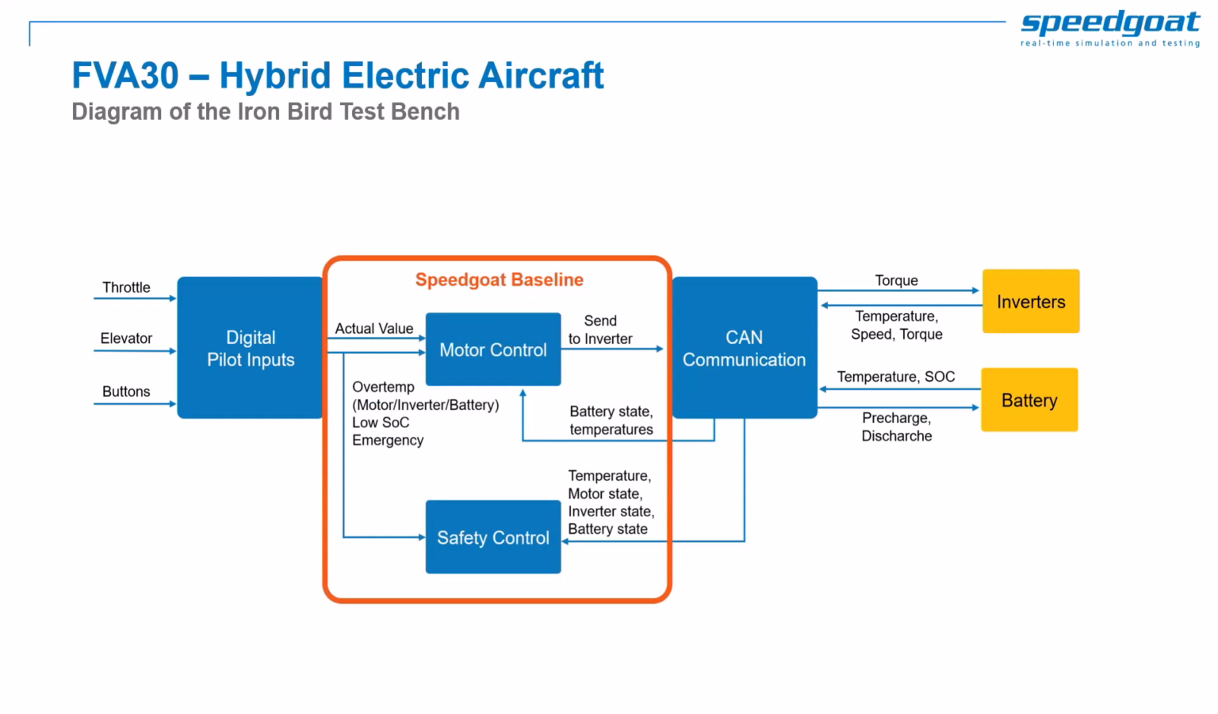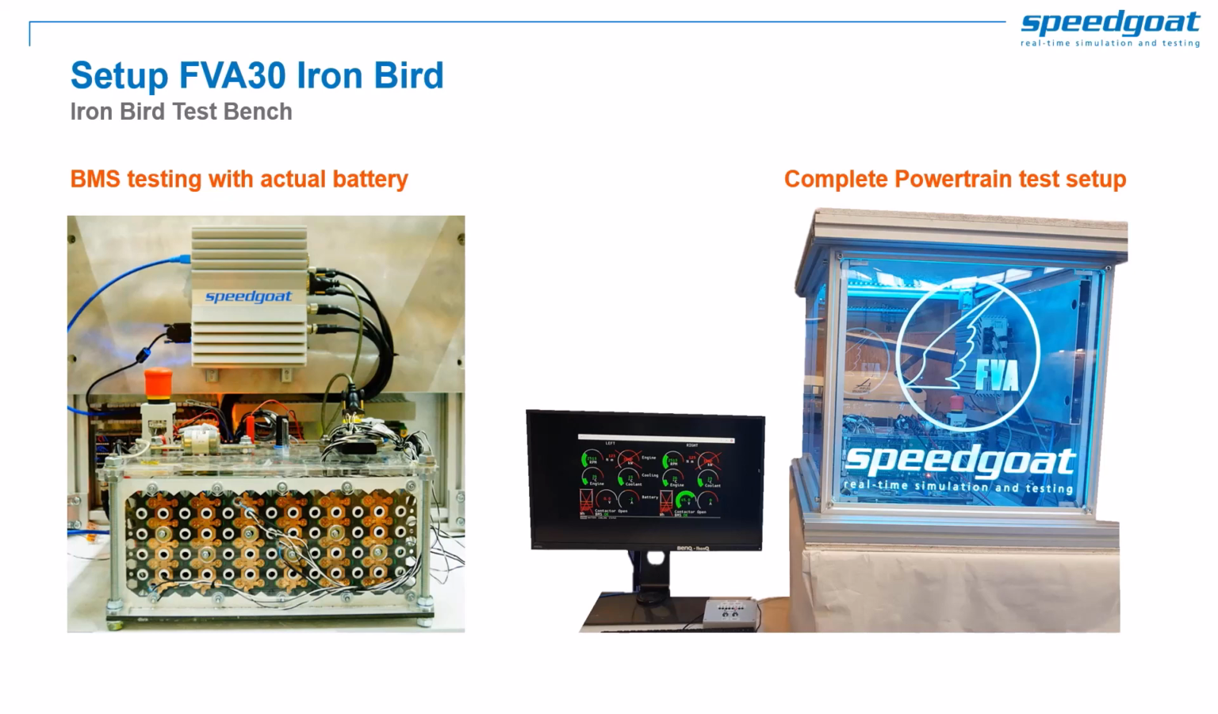On the test bench, the target machine controls the motors through the inverters as well as the batteries using a CAN interface. It is quite interesting to have a look at this setup. Since they are only using a few signals, they were able to build their setup with a small baseline target machine. On the left side, you can see the BMS testing with actual battery cells. This is used to test the safety and control strategies in case a battery cell overheats, for example.